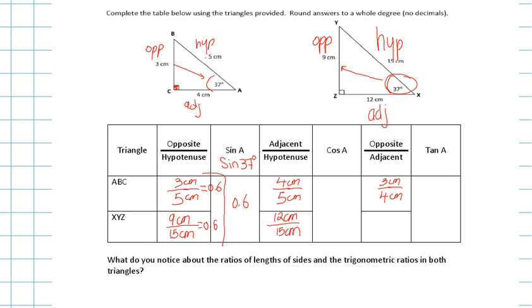Okay? Good. Now let's look for the adjacent over the hypotenuse. So in this triangle, my adjacent is 4, and my hypotenuse is 5. So 4 over 5, what do you get on the calculator? 0.8. For the second triangle, my adjacent is 12, and my hypotenuse is 15. So what do you get when you do 12 over 15?